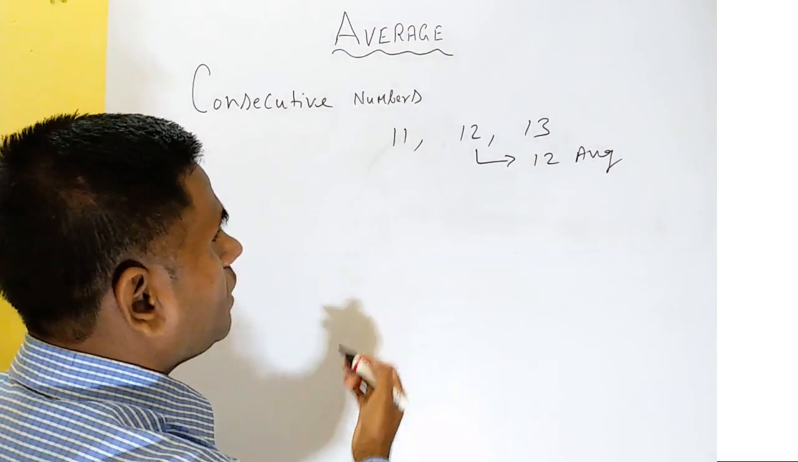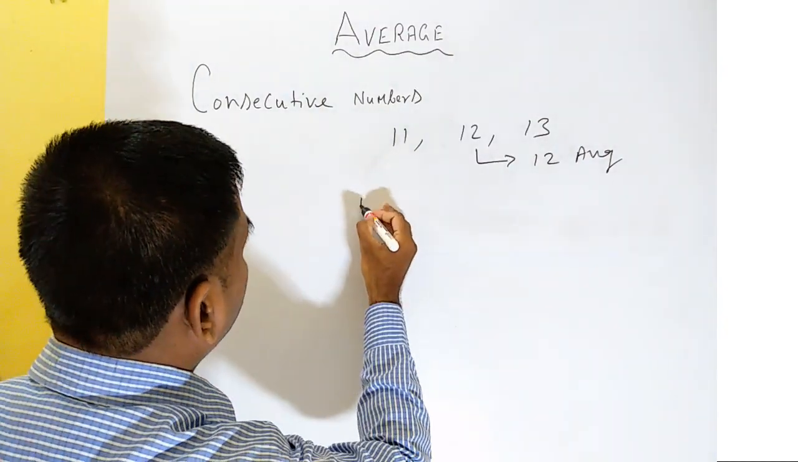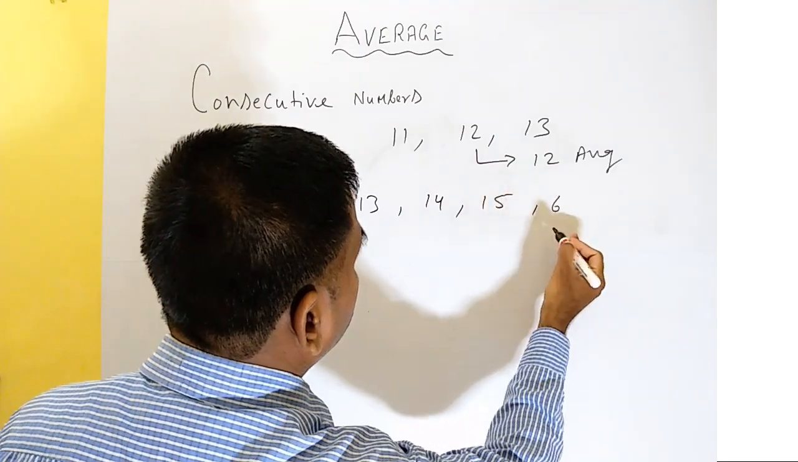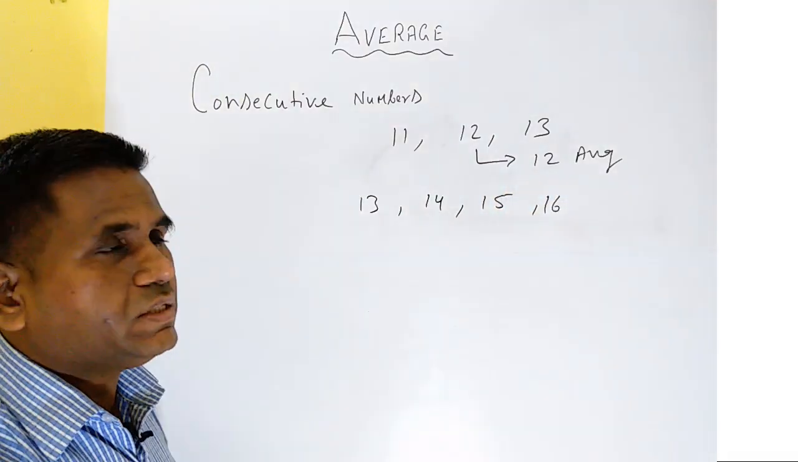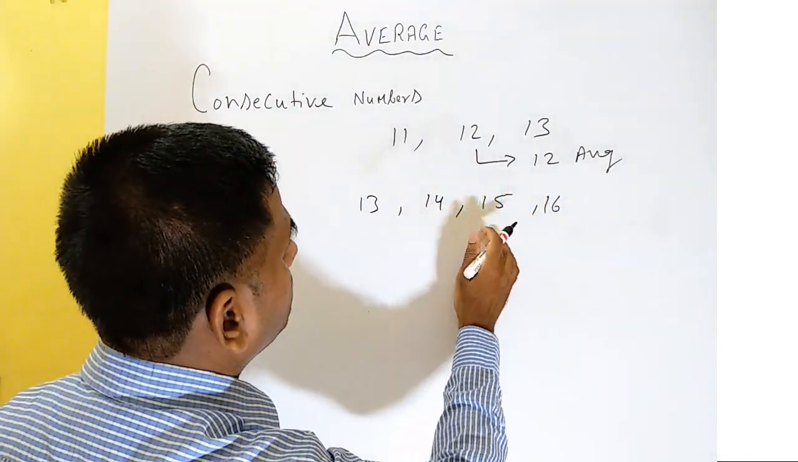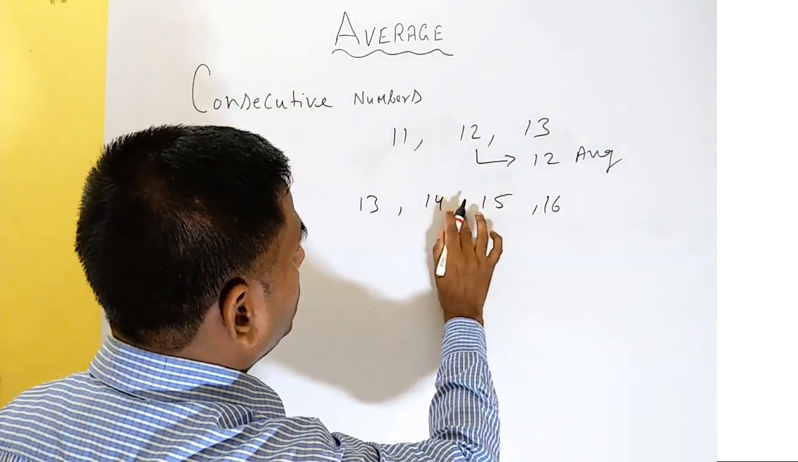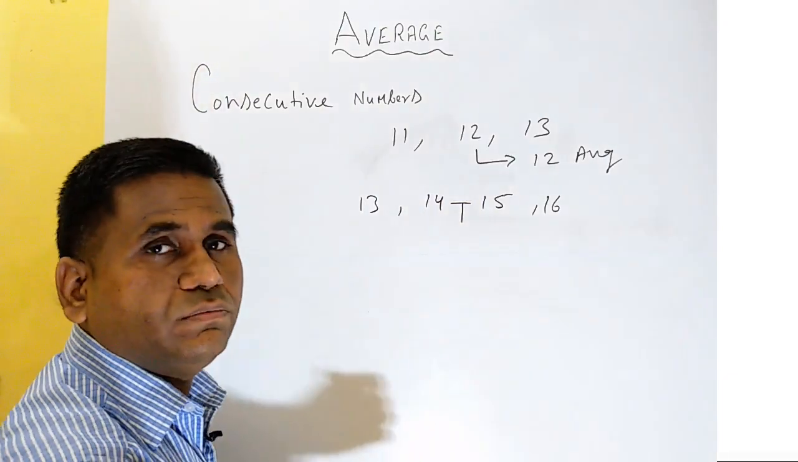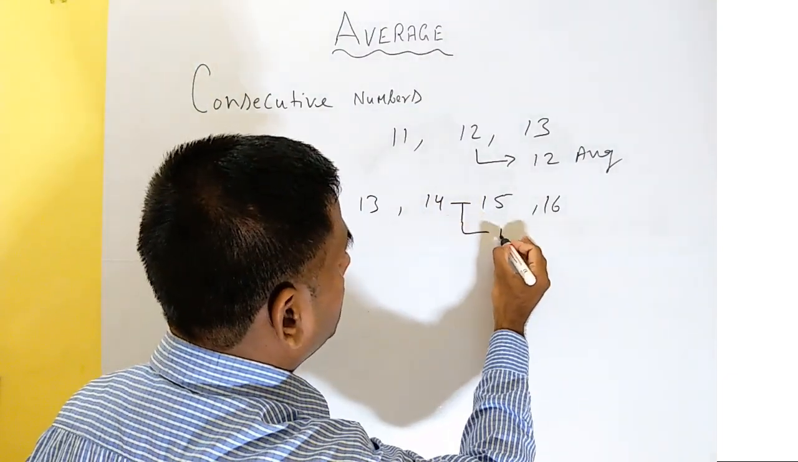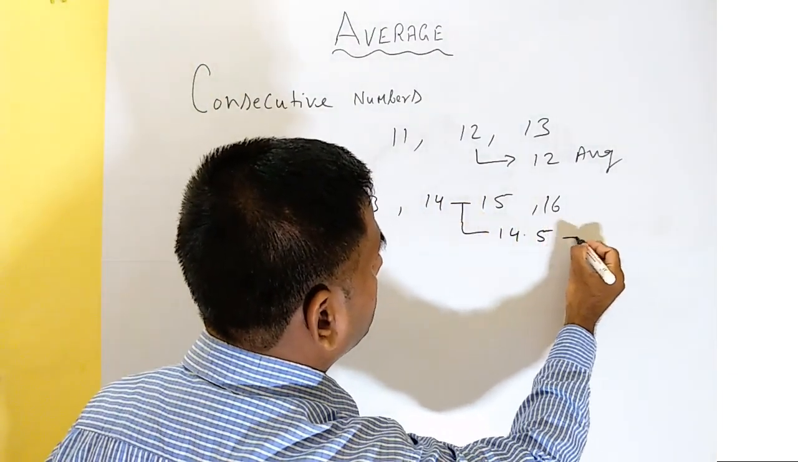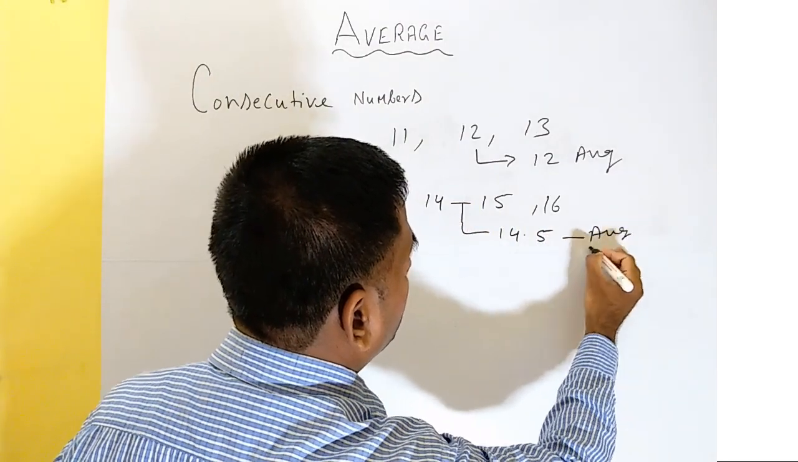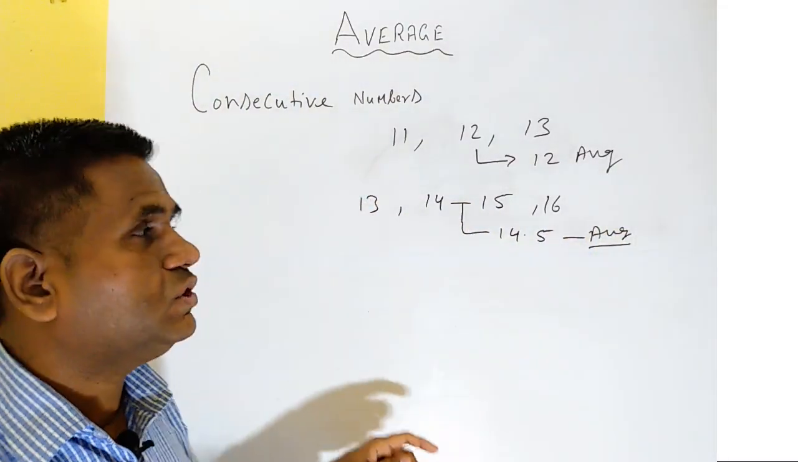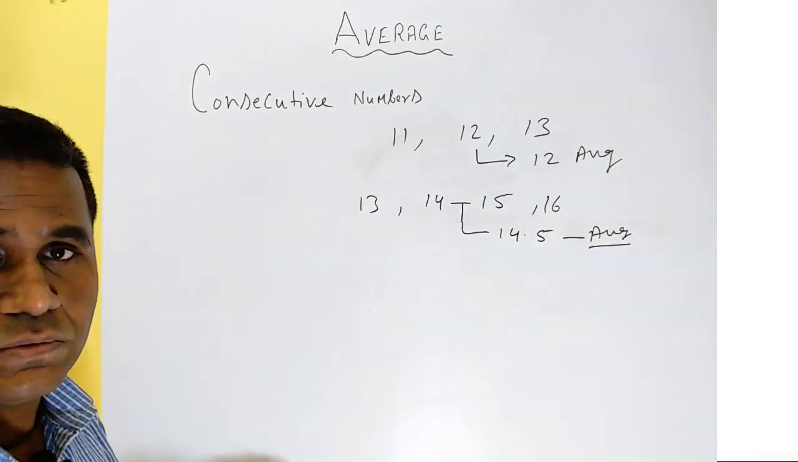Suppose you have to find out the average of 13, 14, 15, 16. What is the average here? Here we don't have the middle number, so the middle number will be between 14 and 15. What is between 14 and 15? It is 14.5. So this is the average. Using this concept, very quickly we can calculate the average of any consecutive numbers.